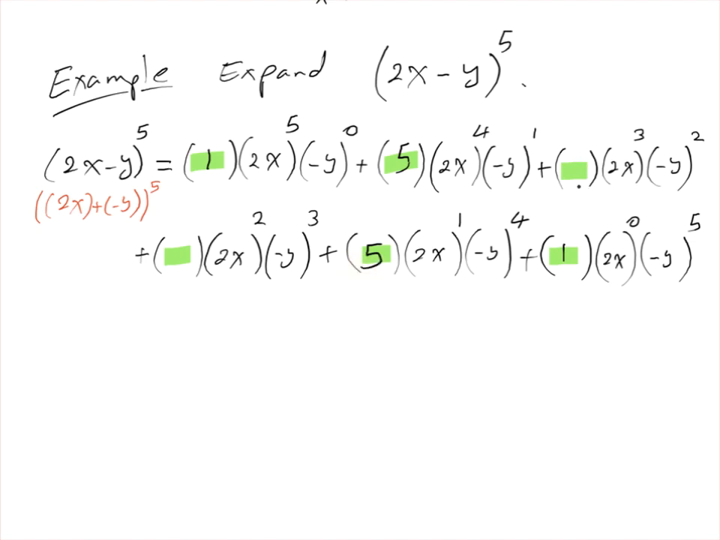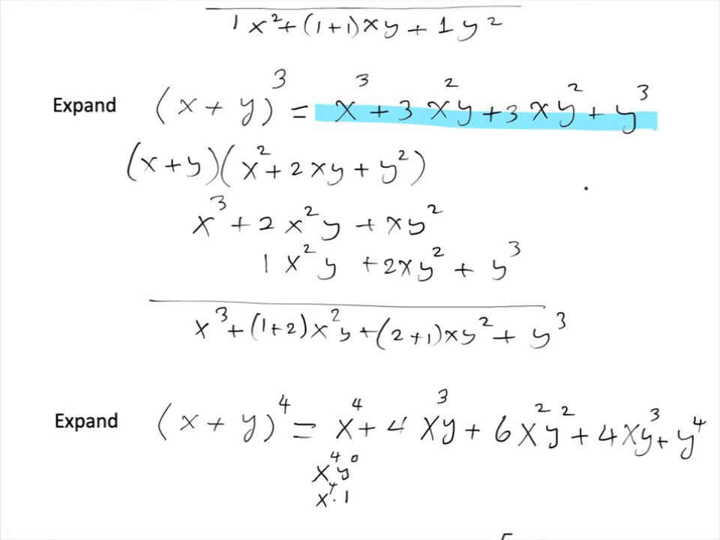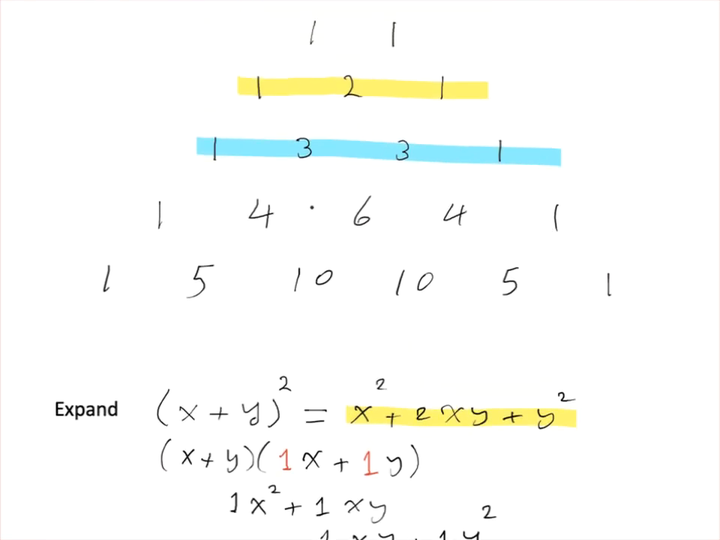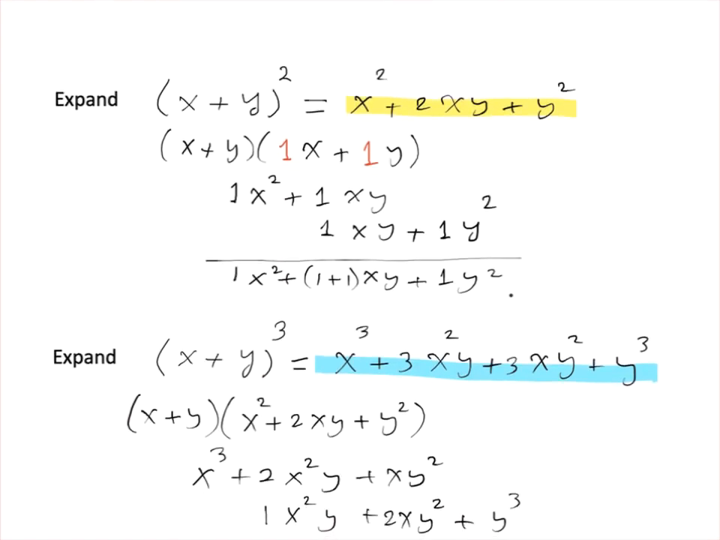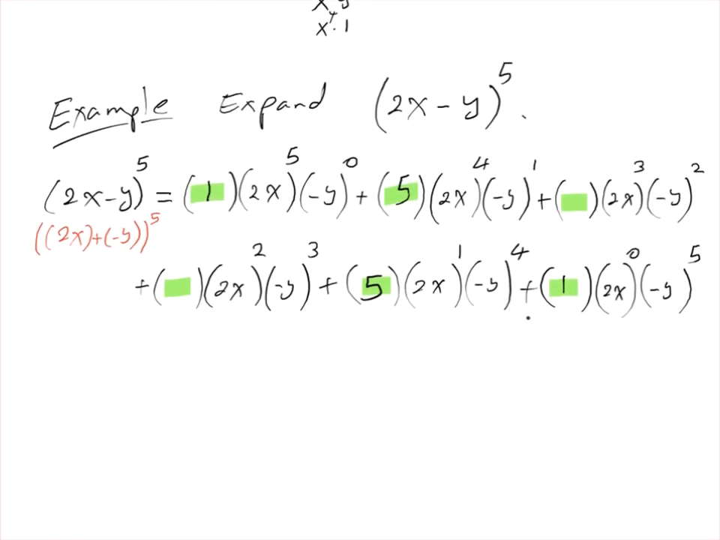And then, as you notice, the middle ones, because you add 4 plus 6, you get 10. 6 plus 4, you get 10. So the middle two should be 10. And again, the symmetry helps you to check to make sure the coefficients are correct. And now, finally, you just simplify.